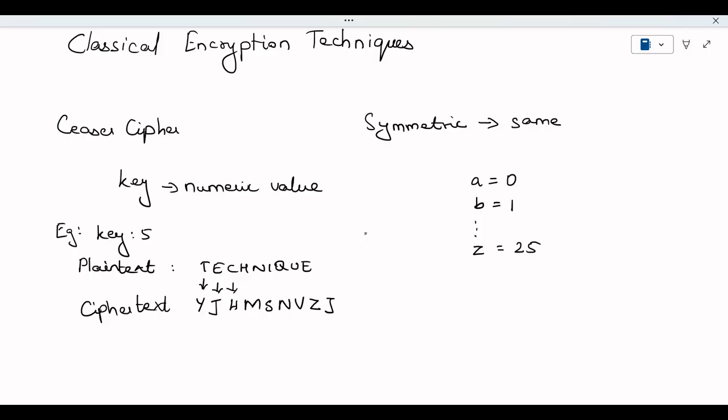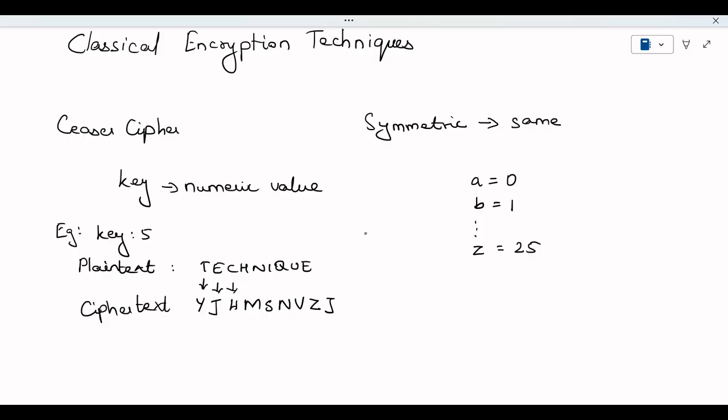The consideration here is that there is an agreement between the sender and the receiver with respect to the key. That is, they know the key in a confidential way. What can the receiver do? The receiver can reverse back. From Y, go 5 characters below, so it is going to be T. Like that it goes on.